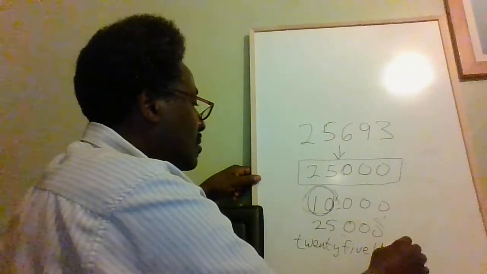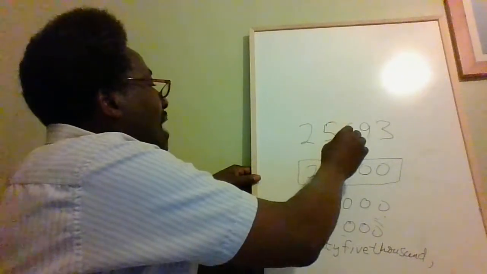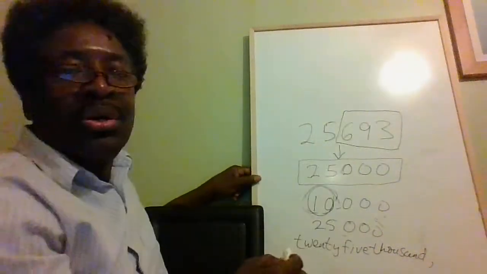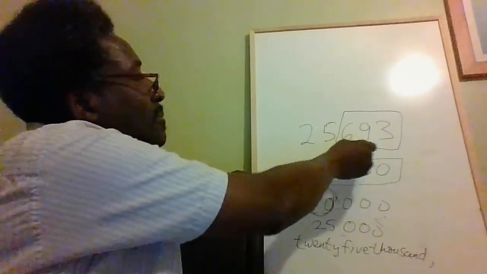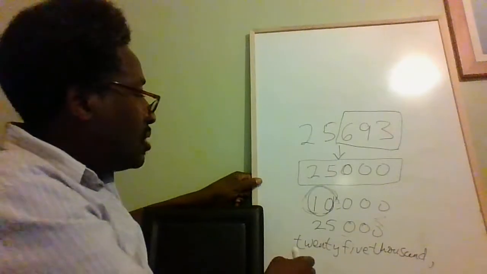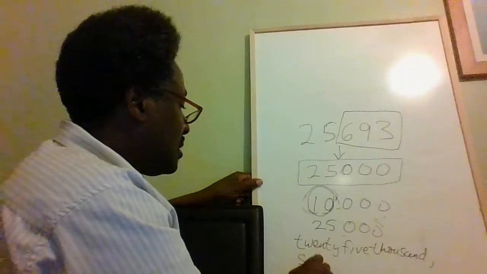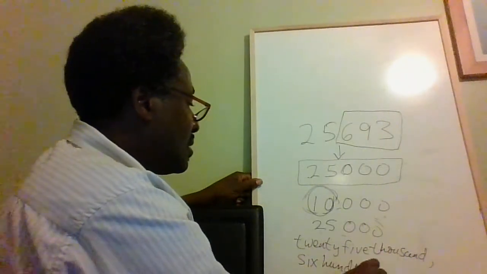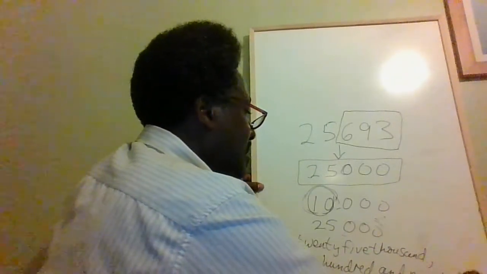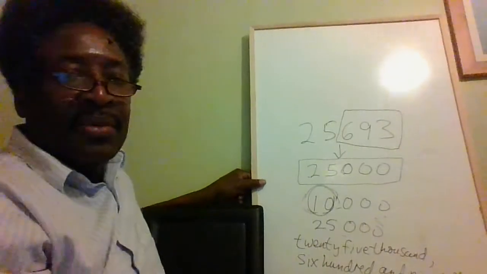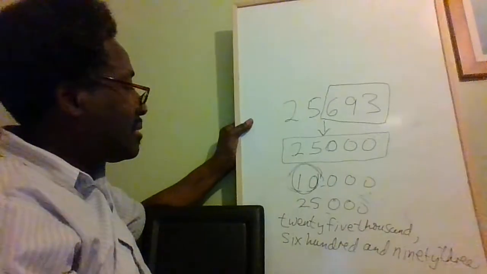25,000, comma. Then you now say this number in words. All of us who have been listening to the previous videos should be able to say that 3-digit number in words. So this becomes 25,693. 693. 25,693.